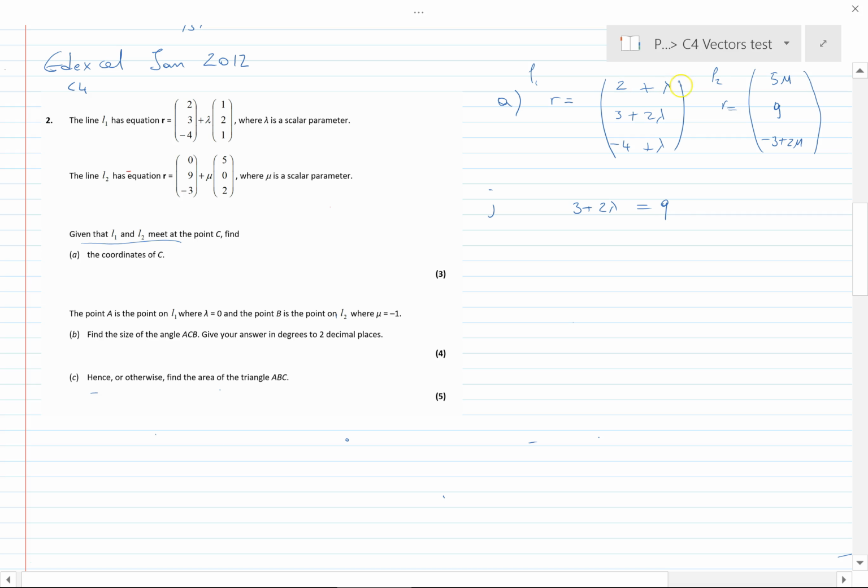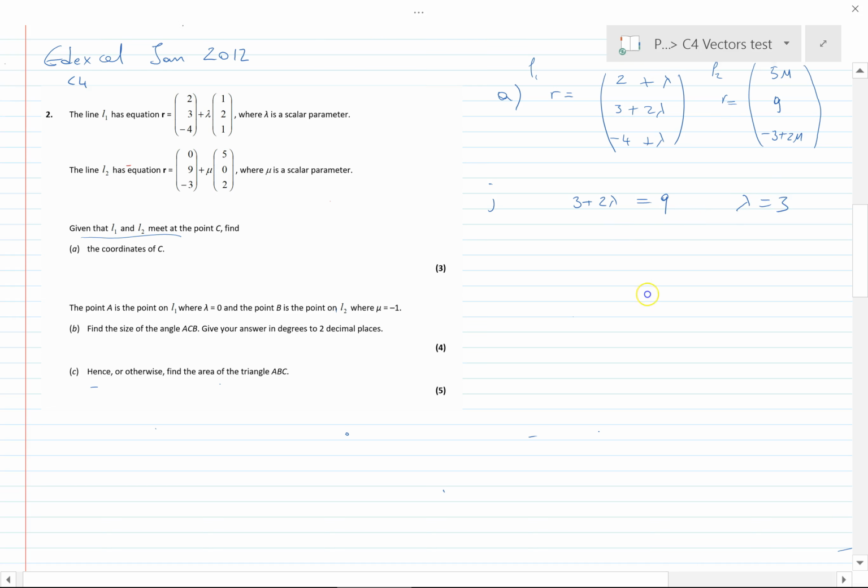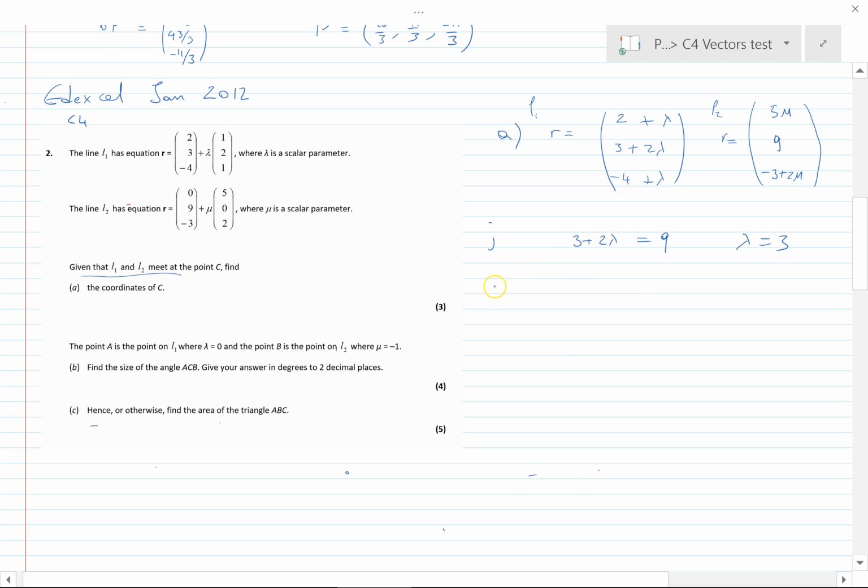You might have equated the i first and then come to the j, it doesn't matter, but what I'm saying is this makes it very quick because we don't have a simultaneous equation. Only one value of lambda will work. That gives me 2 lambda equals 6, so lambda equals 3. And if lambda equals 3, looking at the i bit, I get 2 plus 3 equals 5 mu. So mu must be equal to 1.